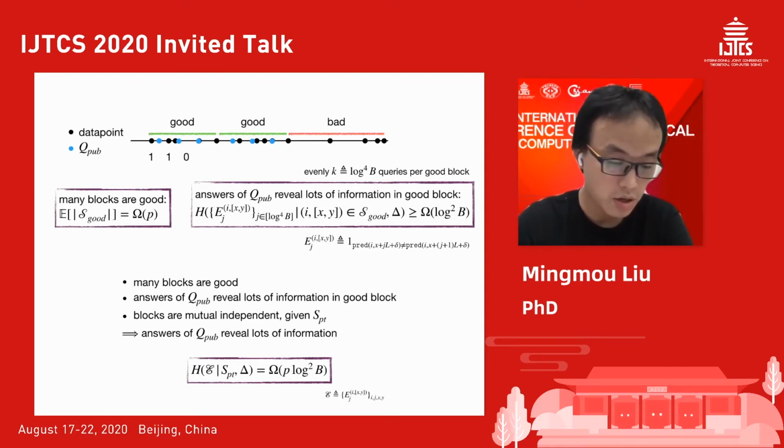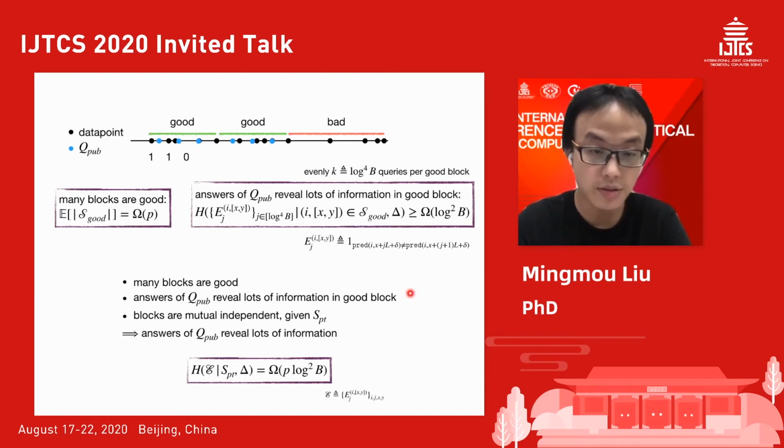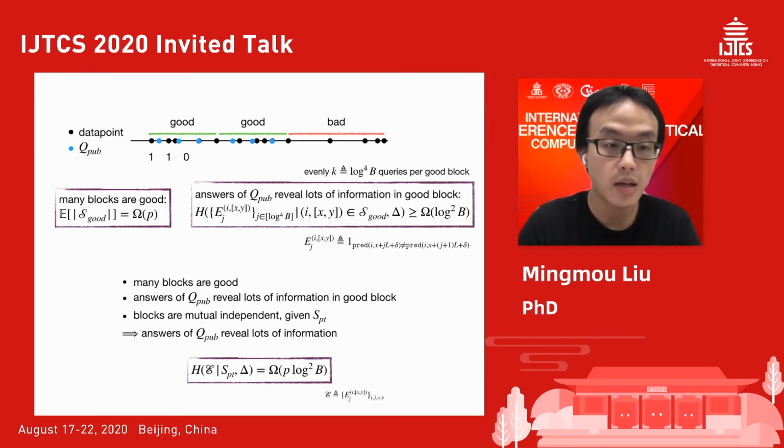Because many blocks are good, because the answers of QPub reveal lots of information in good blocks, and because the blocks are mutually independent, we conclude that we have picked a good set of queries. The E reveals lots of information about the database, and the information is contained in the answers of QPub.